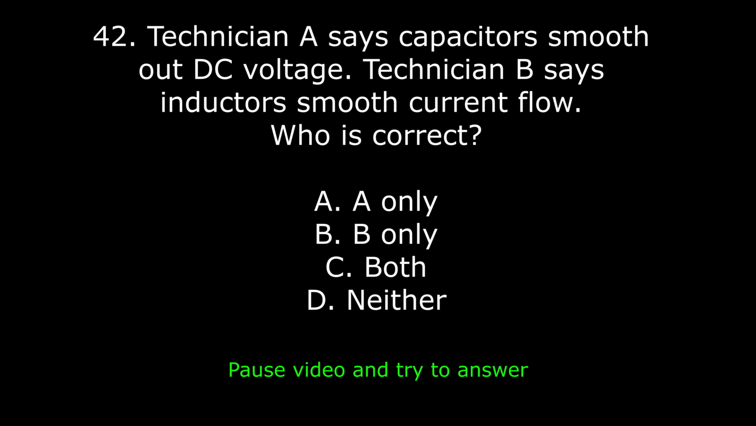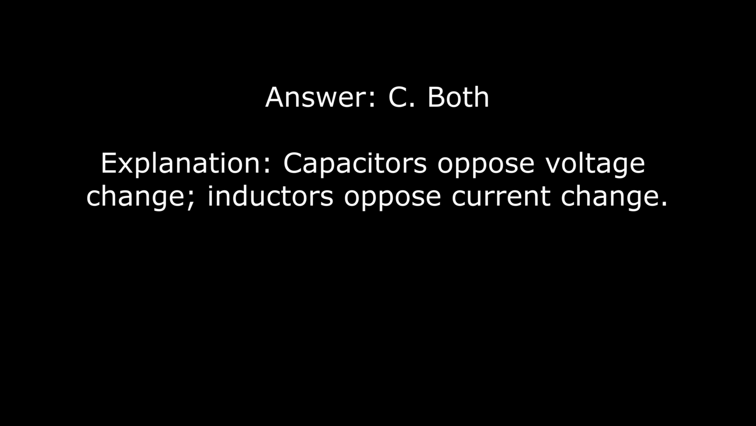42. Technician A says capacitors smooth out DC voltage. Technician B says inductors smooth current flow. Who is correct? A. A only. B. B only. C. Both. D. Neither. Answer C. Both. Explanation: capacitors oppose voltage change, inductors oppose current flow.